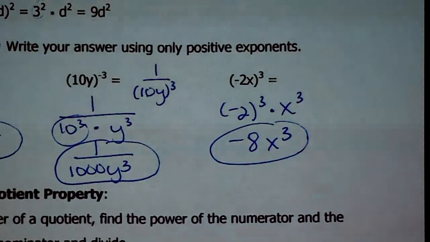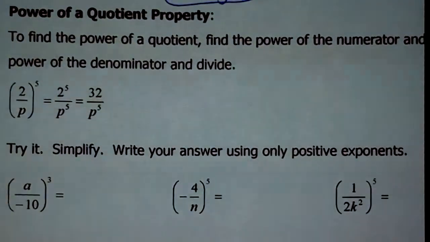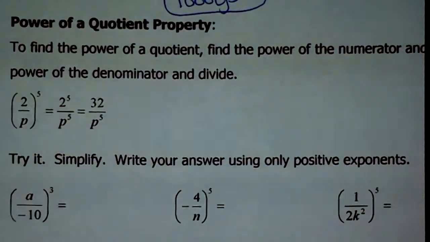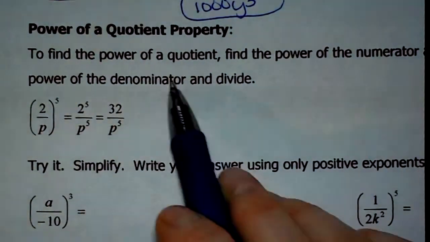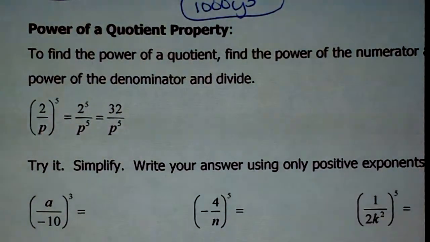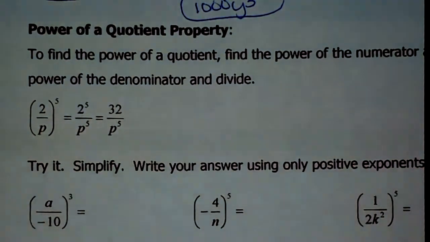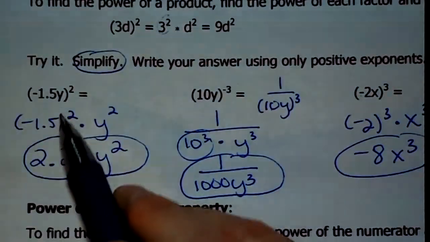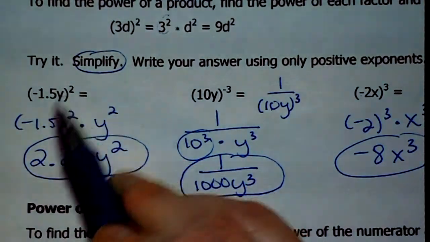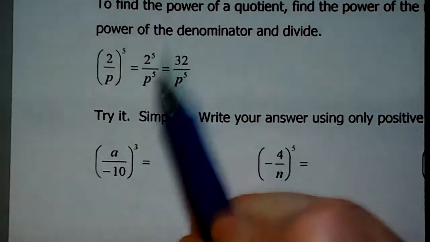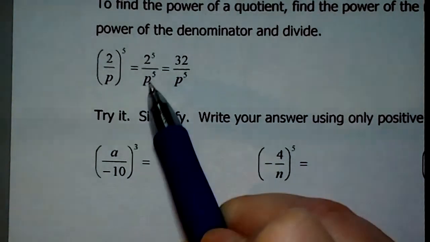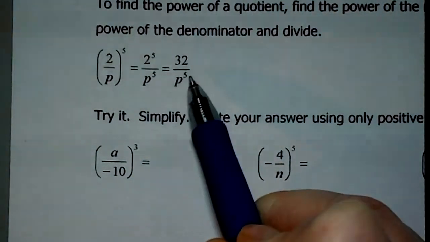That's our simplest form. All right, the last property we're going to look at is called the power of a quotient property. Let me make sure you can see it on the screen. Yes, you can. All right, to find the power of a quotient, find the power of the numerator and the power of the denominator, and then you divide. So just like when we had the quantity of negative 1.5y squared, it meant negative 1.5 squared and y squared. If you see the quantity of 2 divided by p to the 5th power, this means the 2 is being raised to the 5th power and the p is being raised to the 5th power. And then we can simplify it from there.